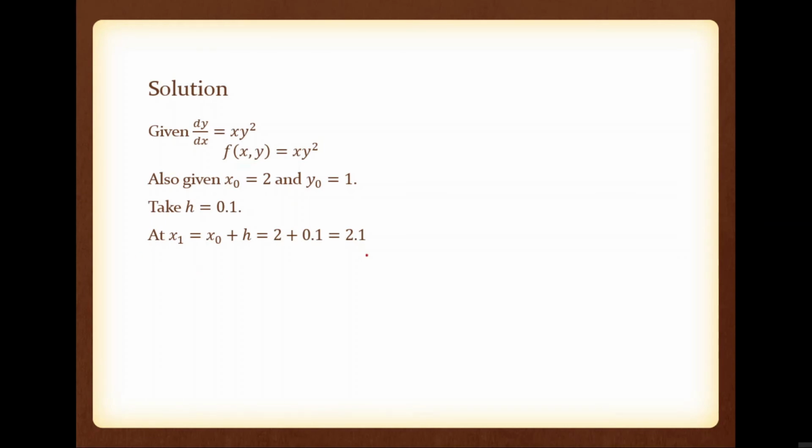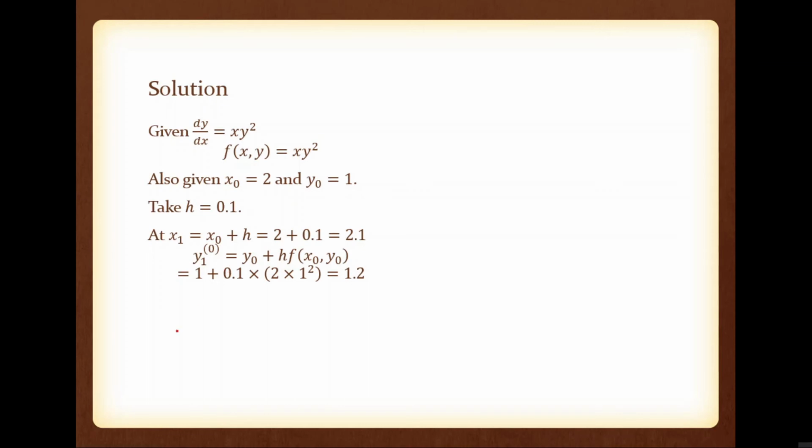At x1 equal to 2.1, y1 is equal to y0 plus h into f of x0 comma y0. This is Euler's method. Here itself I am writing y1 of 0. Okay. So equal to, what is y0? y0 is 1 plus 0.1 into f of x0 comma y0, means f of 2 comma 1. So that is equal to 1 plus 0.1 into 2, that is x, into y square, that is 1 square. So we have 1.2. 1 plus 0.1 into 2, that is 1.2. So that is taken as y1 of 0.